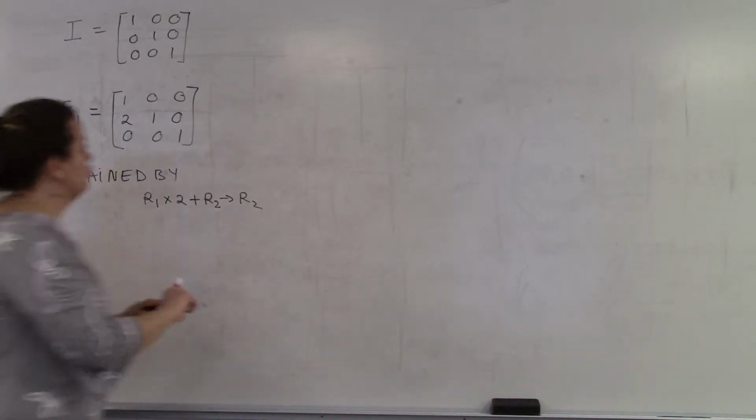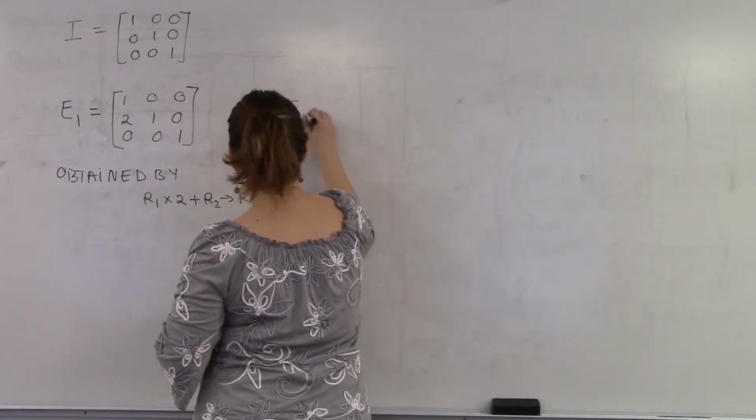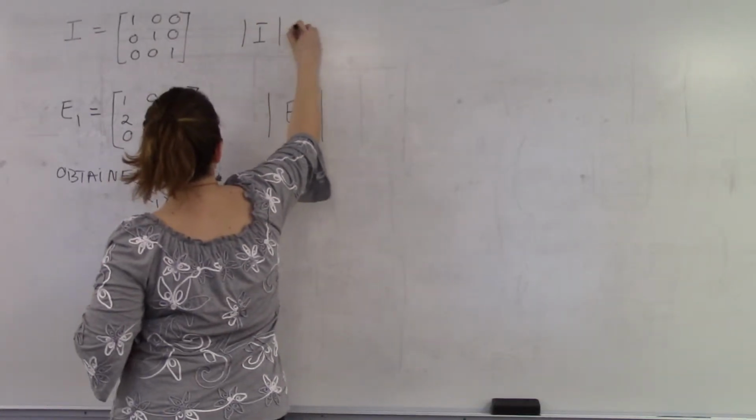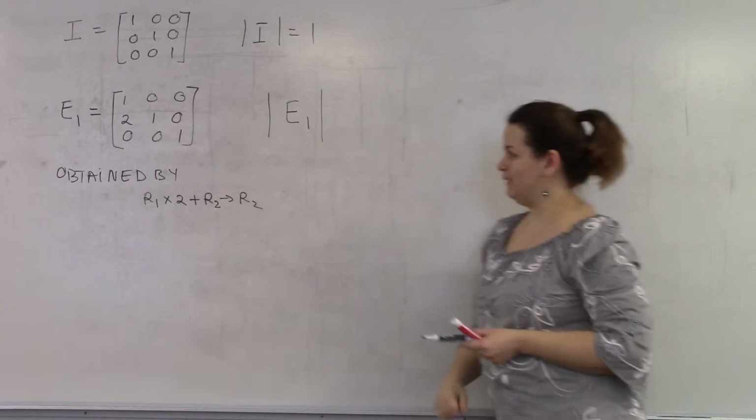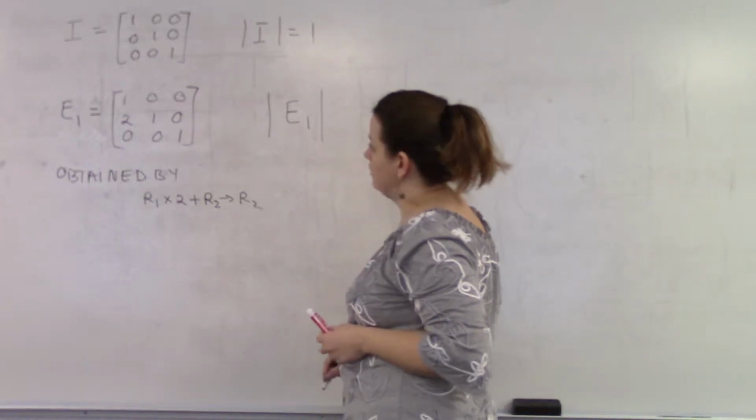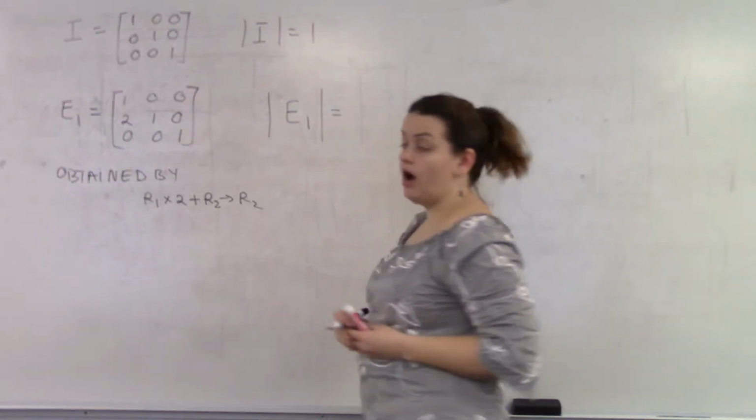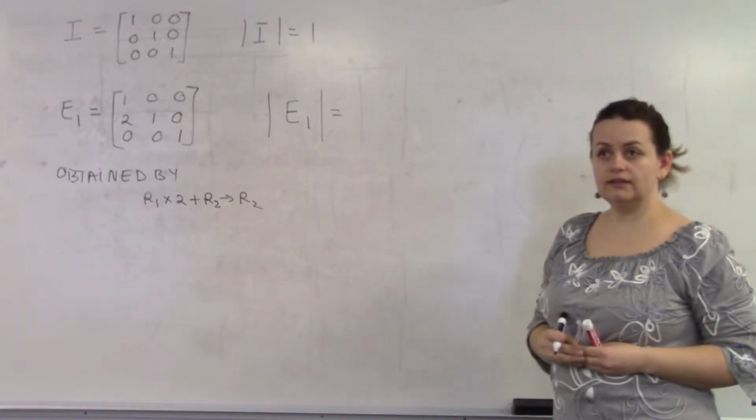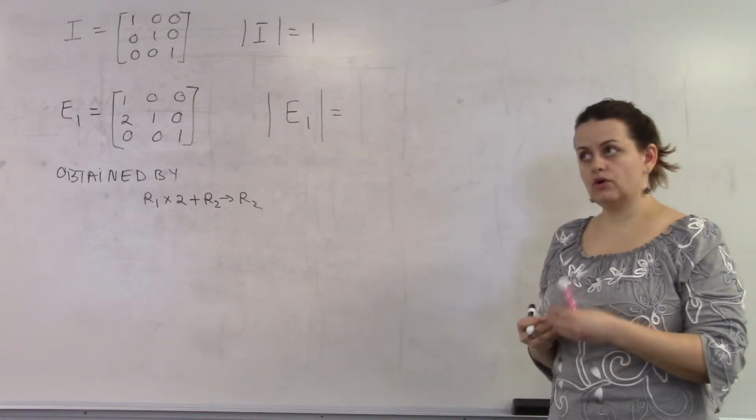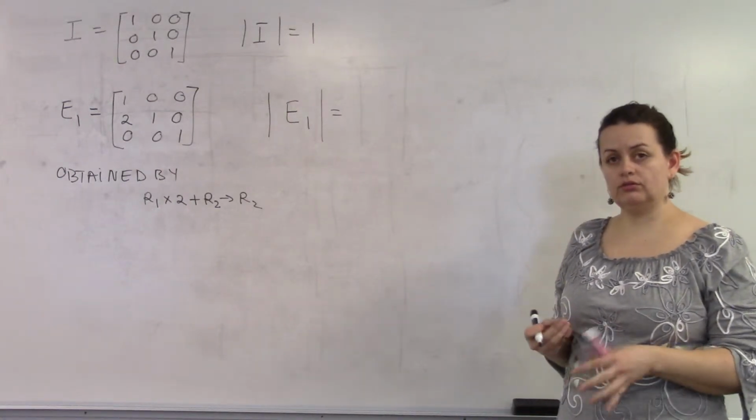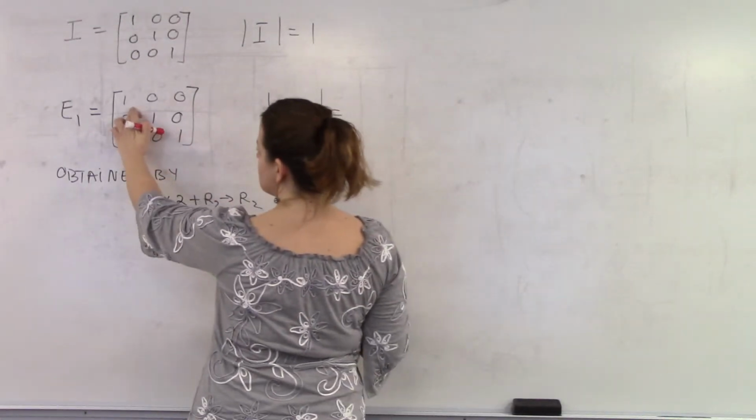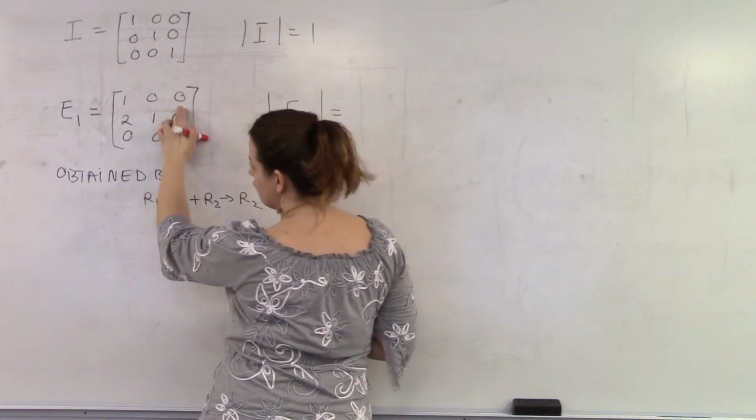Okay, so now what I would like to do next is talk about the determinant of E1. So we know that the determinant of the identity matrix is equal to 1, and you can compute it if you don't believe me. But let's compute the determinant of this elementary matrix and see how it relates to the determinant of the identity. That would tell us what effect row operations have on the determinant. So, best thing to do here is a cofactor expansion along the first row because we have 2 zeros.